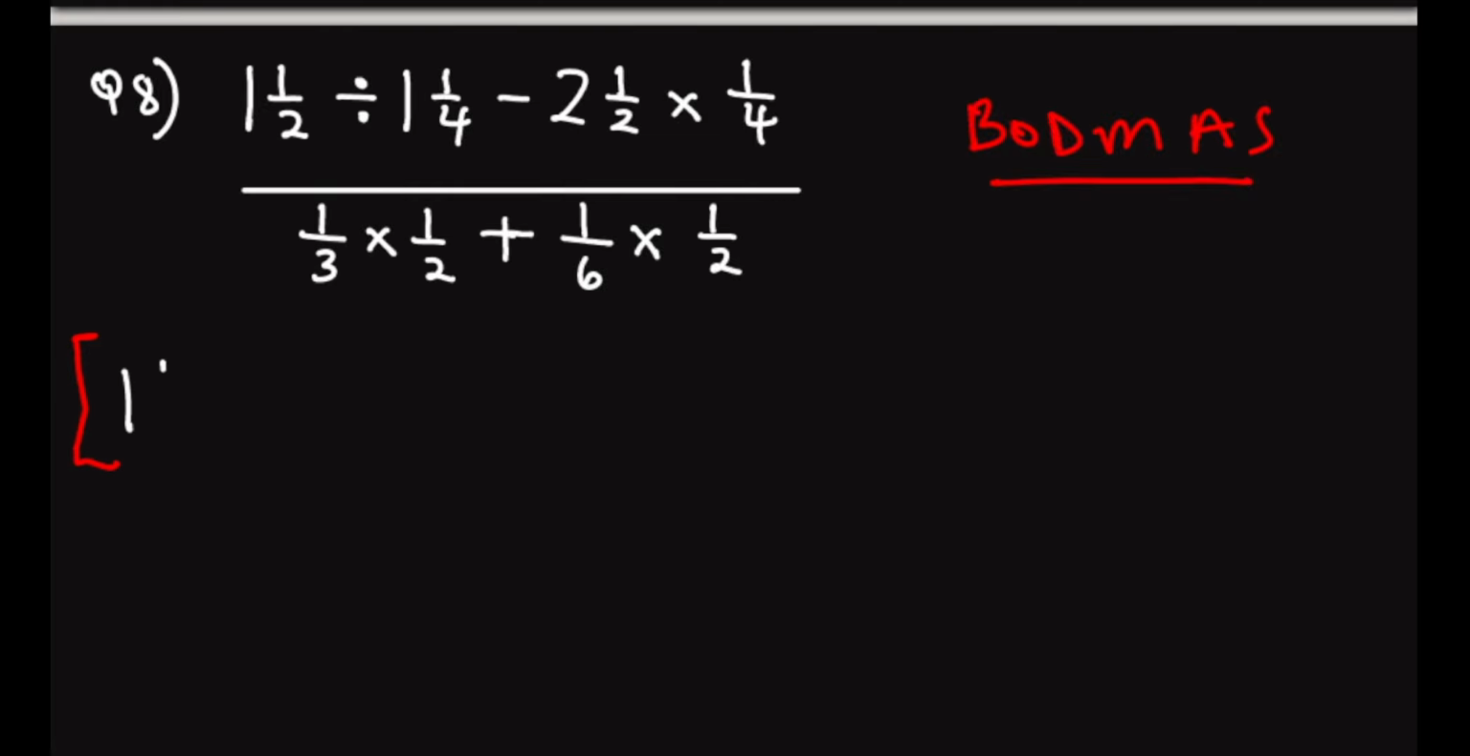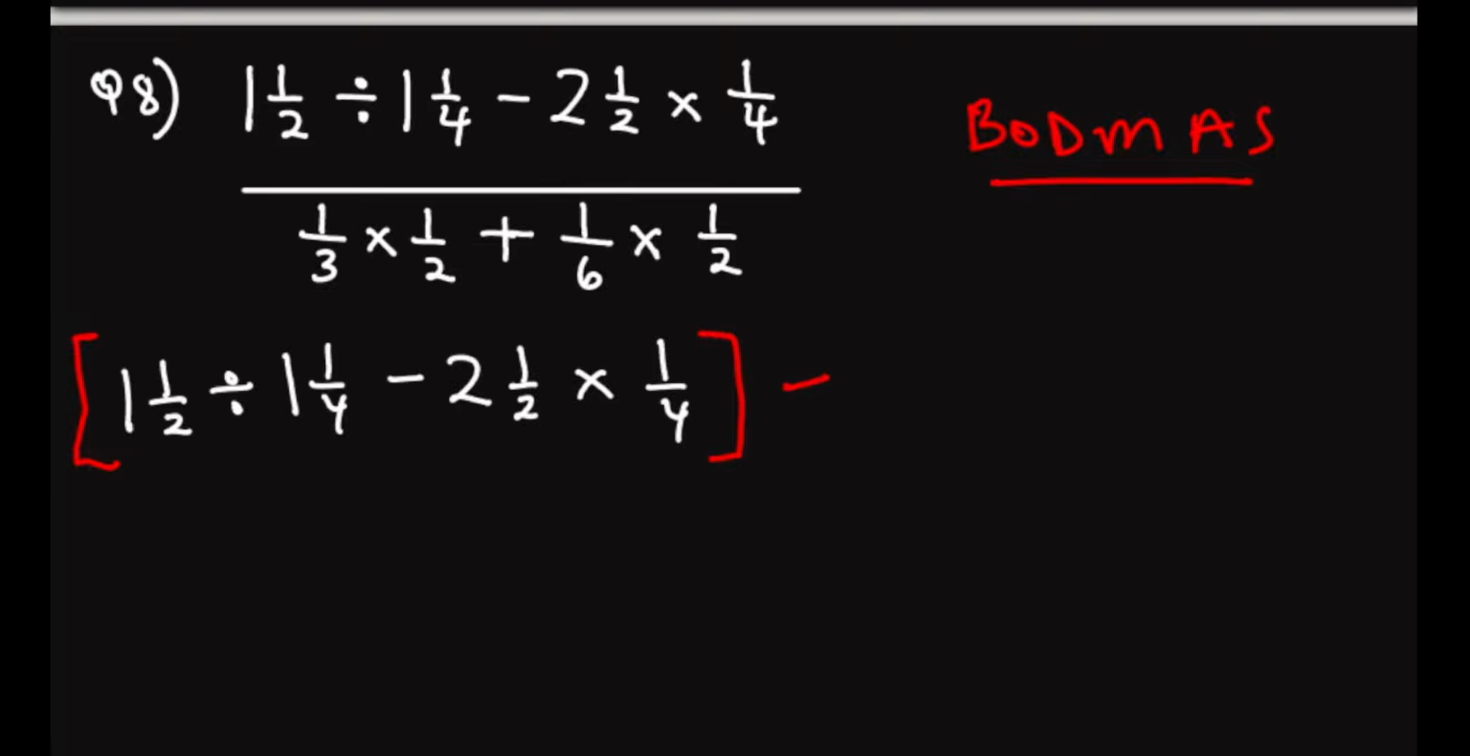So 1 whole number 1 over 2 divided by 1 whole number 1 over 4, then minus 2 whole number 1 over 2 times 1 over 4. Now all of this here divided by, let's open brackets, then we take the fraction in the denominator, 1 over 3 times 1 over 2 plus 1 over 6 times 1 over 2, then we close the bracket.